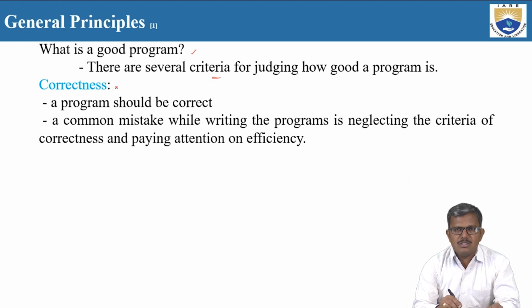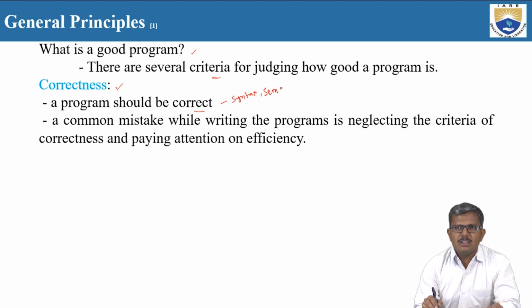In this, the first criterion is correctness, which is nothing but that a program should be correct. A program should be correct. This word we can elaborate and discuss from different perspectives. We can say that the program needs to be correct in terms of syntax and semantics.